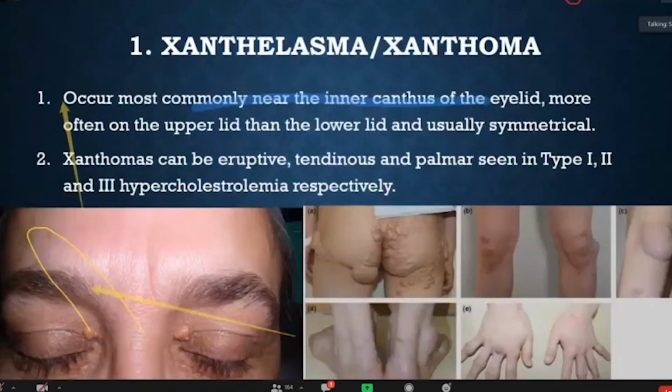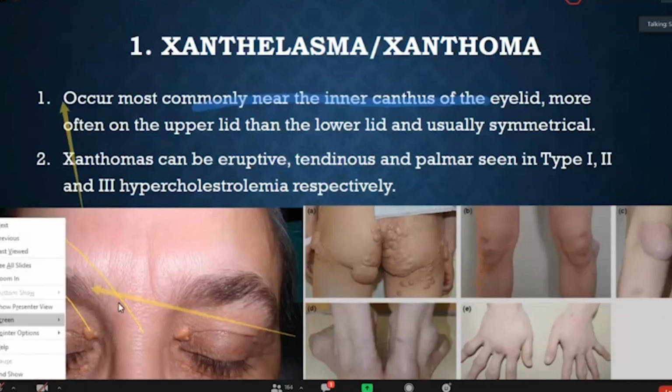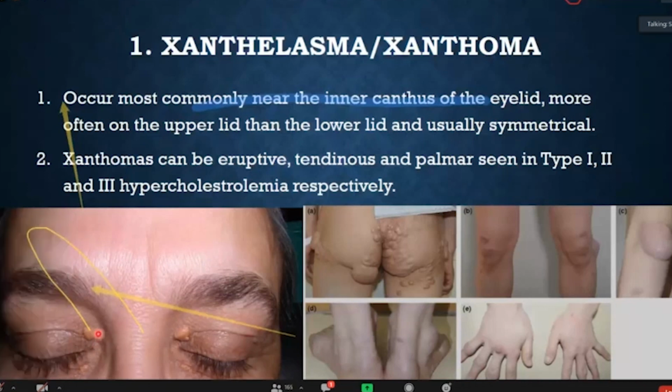Now, the first important point is xanthelasmas and the xanthomas. Now, why is this important? Many a time we encounter patients with premature coronary artery disease, and they have a family history. You see these lesions. Yeah, you see these lesions. These are known as the xanthelasma. They are more commonly present on the upper lid, more commonly symmetrical, and then the lower lid.